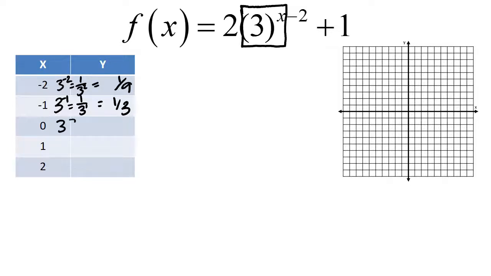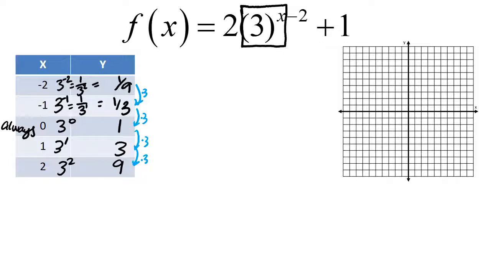If I have 3 to the 0, anything to the 0 power is 1. This is always your point. You will always have 0, 1 on your parent table. 3 to the 1 is going to be 3. 3 squared is 9. Notice the pattern here. We times by 3, we times by 3, we times by 3. Okay, you should see that pattern in your parent table. Keep an eye out for that.